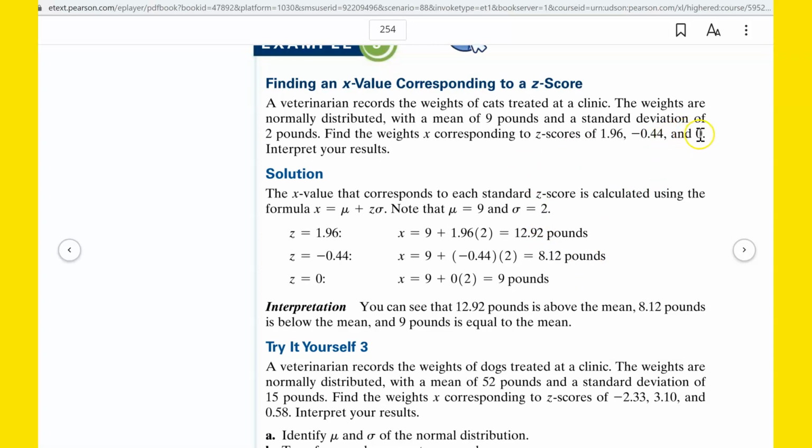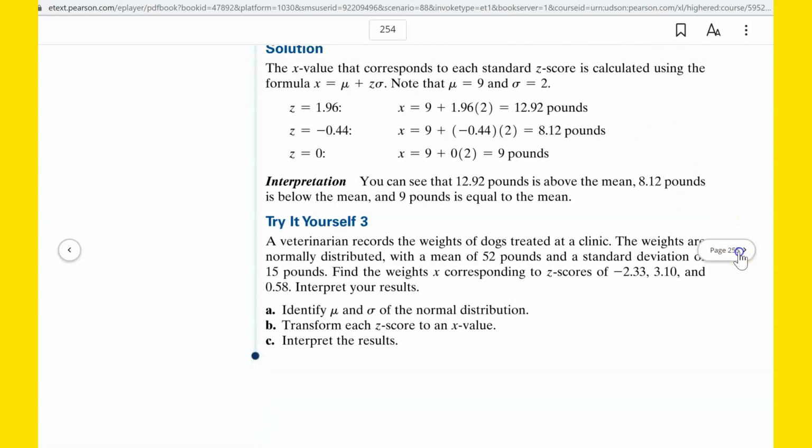Now, for this one, what weight would correspond to a z-score of 0, we don't even have to calculate that. That's going to be the mean. The mean always has a z-score of 0. So the mean is 9. So 9 would be the value corresponding to the z-score of 0. Next page.